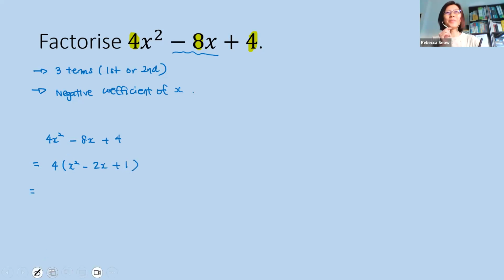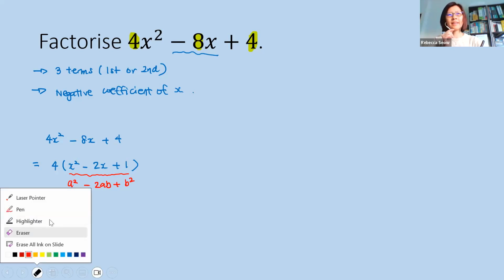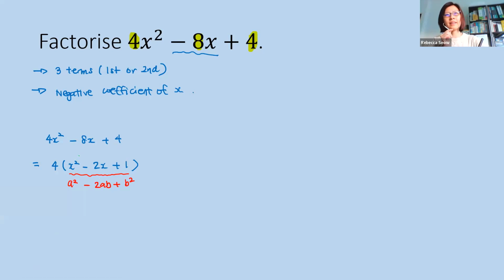Okay, now within the bracket, how can I further factorize this? This looks like an a squared minus 2ab plus b squared, isn't it? Okay, so if I were to do a comparison, let's see, between x squared and a squared, we can tell here that x is equal to a, or rather a is equal to x. Let me write it the other way around.